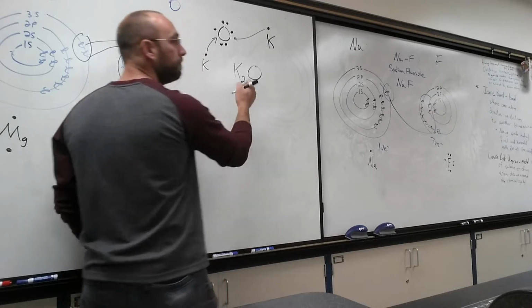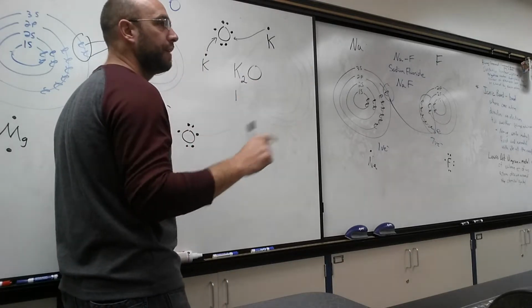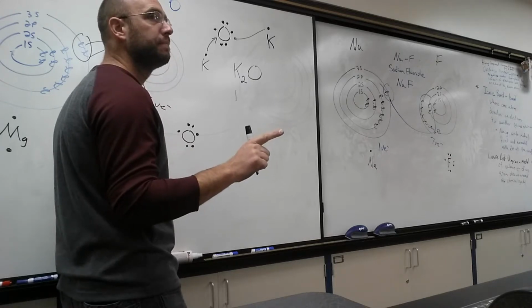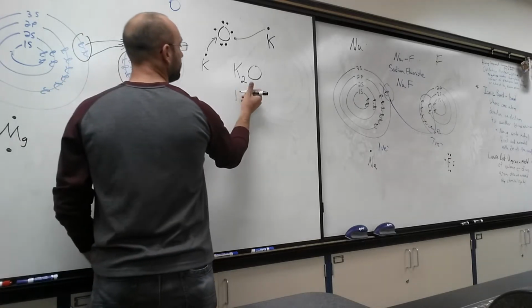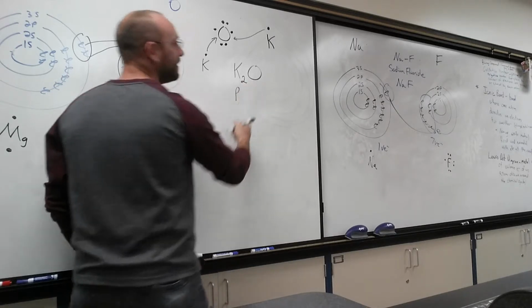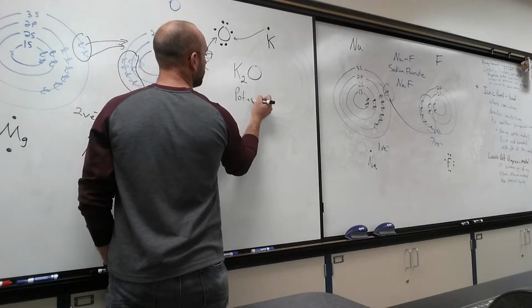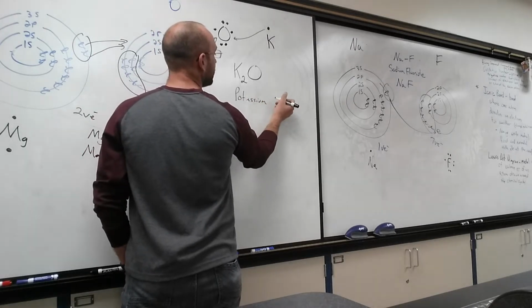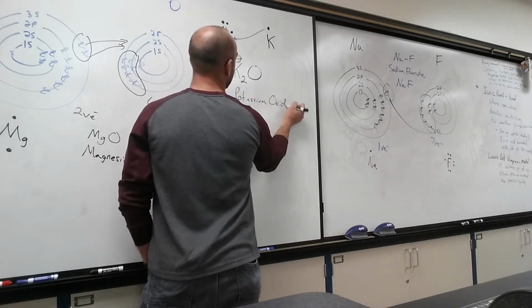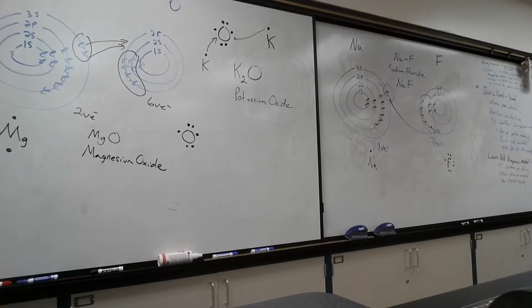No, we don't use any numbers in ionic bonds, just in covalent. We're not there yet. So we just call this potassium oxide. That's all we need. In ionic bonds, the numbers are assumed because it can only be one way. It's potassium oxide.